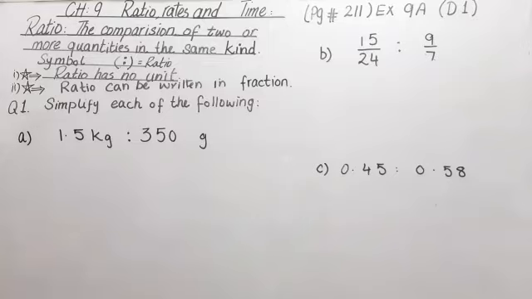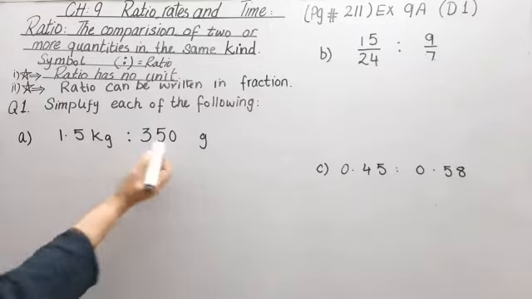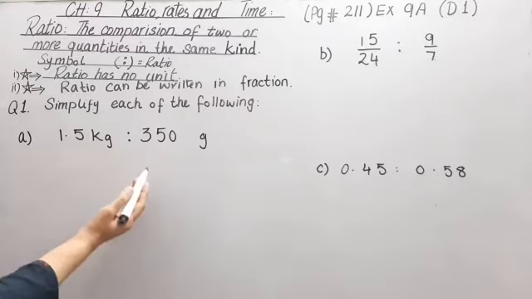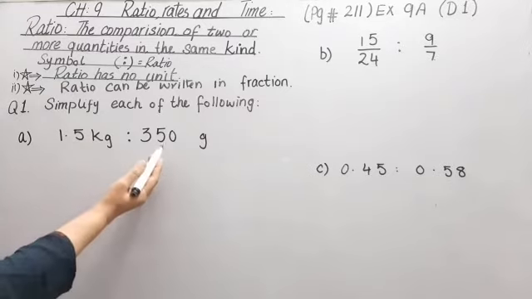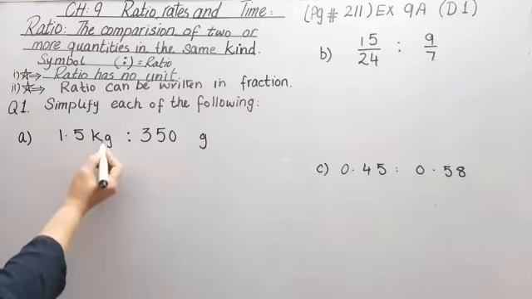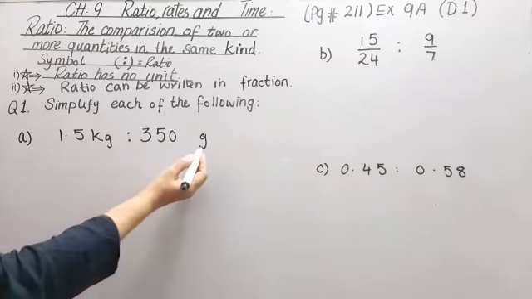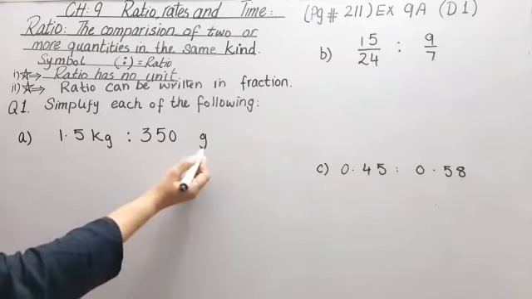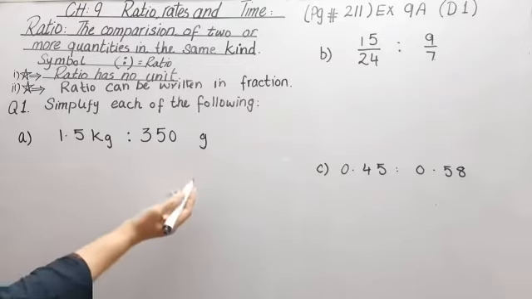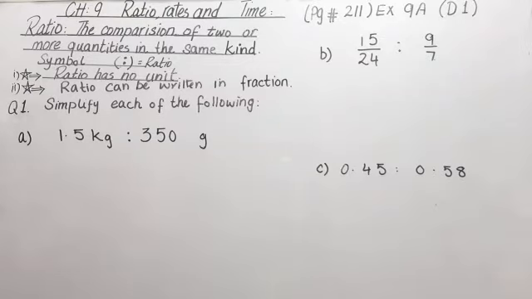Same kind means there will be the same unit. If there are only numbers, there is no need to use conversion. But if the question involves conversion, like kg and grams, or liters and milliliters, which are different units of the same quantity, we make their units the same first and then do the question.